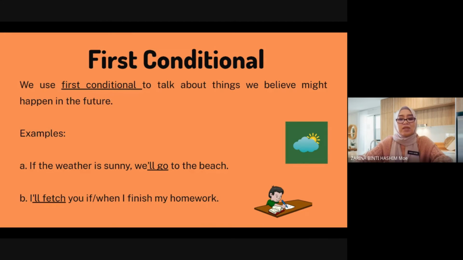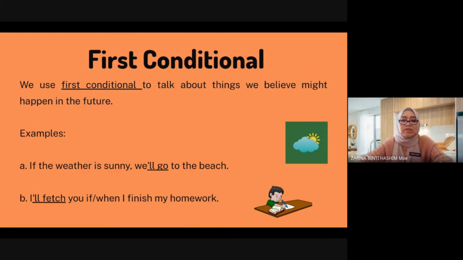Okay, so we have if, we have will. So this is the first conditional, remember. Just now, zero conditional, there's no will, because it is a fact. You cannot say akan. Of course, it happens. But for first conditional, there is a word will here.